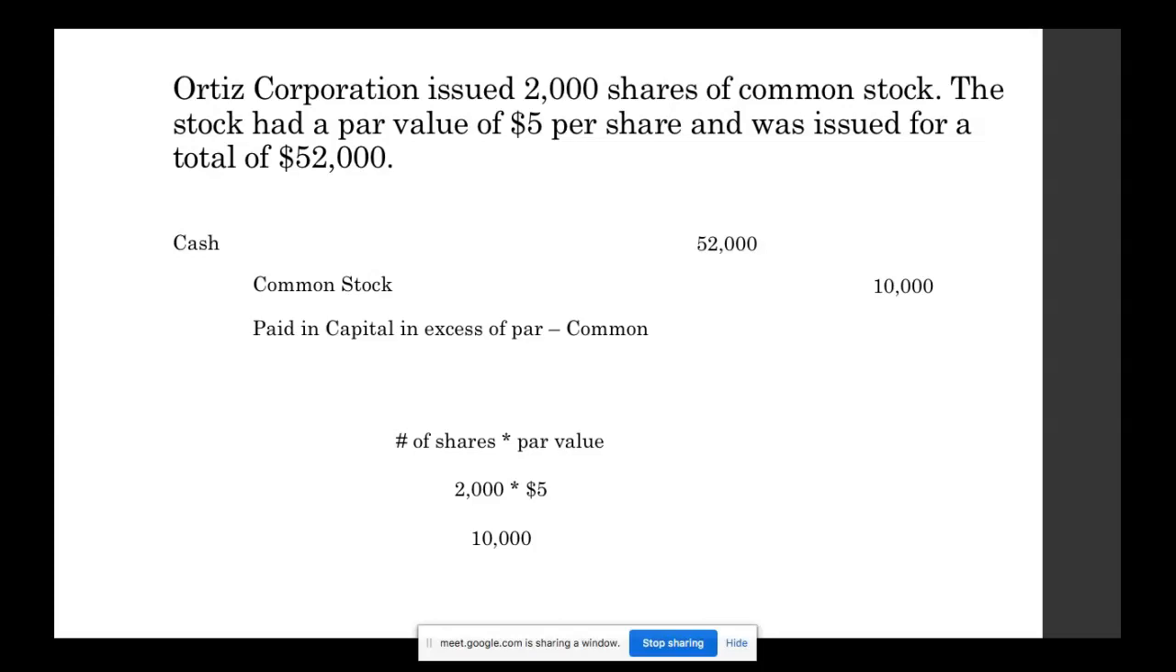Now, paid-in capital in excess of par, what we can do here is just take the difference between the 52,000 and the 10,000, because our debits and credits have to equal. So we will credit paid-in capital in excess of par, 42,000.